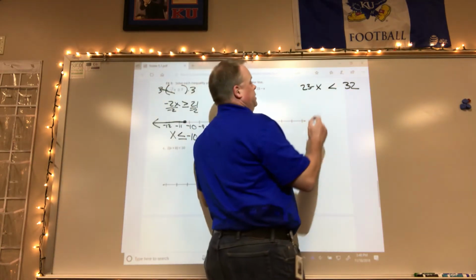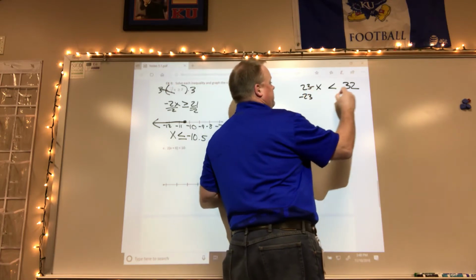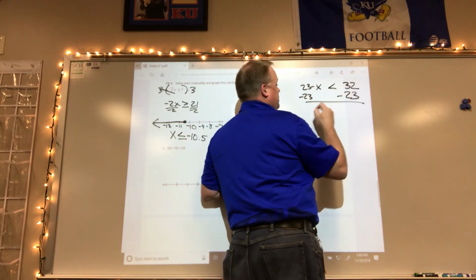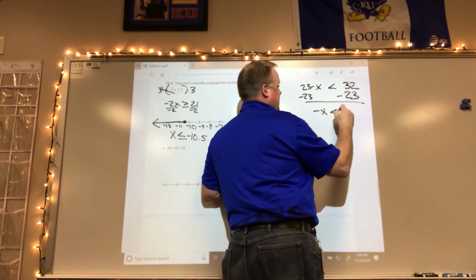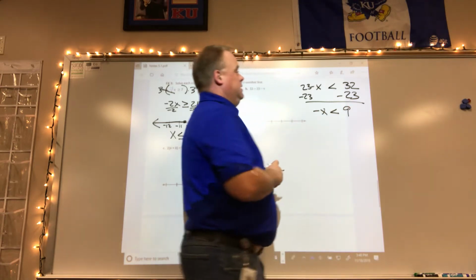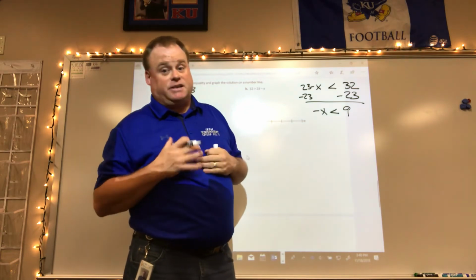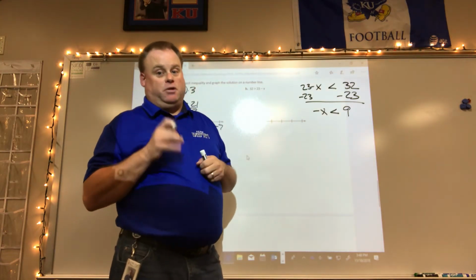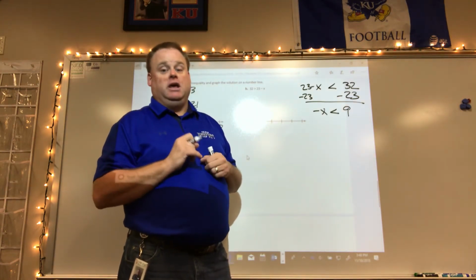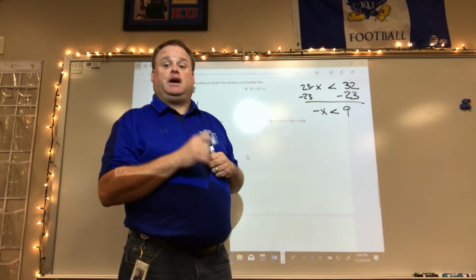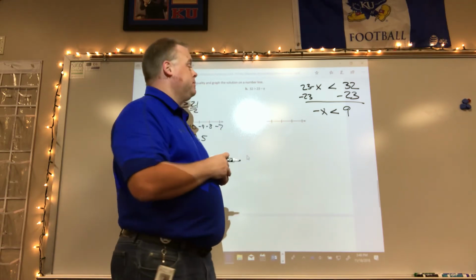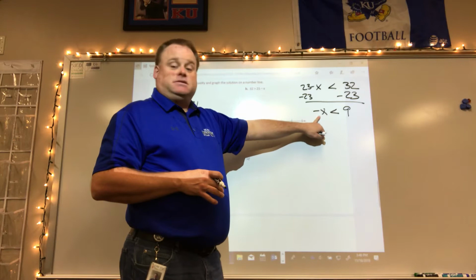All right, here we go. Negative 23, subtract them. Notice I have a negative x less than 9. I did not flip the inequality because I subtracted. I did not divide or multiply. Remember, I only flip the inequality if I divide or multiply by a negative number. Negative x less than 9.